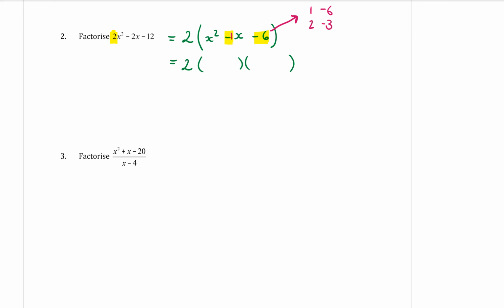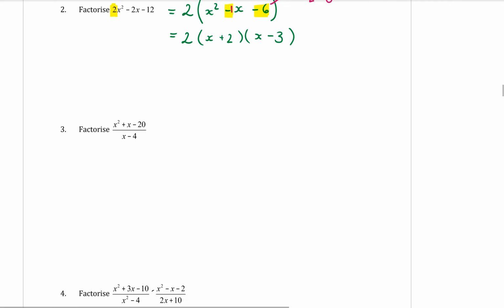Now, which one of those pairs works? 1 minus 6 is minus 5, so that doesn't work. But 2 minus 3 makes the negative 1 that I need. So I'm going to have x plus 2 and x minus 3 in those brackets.